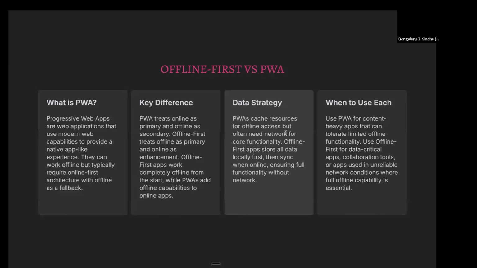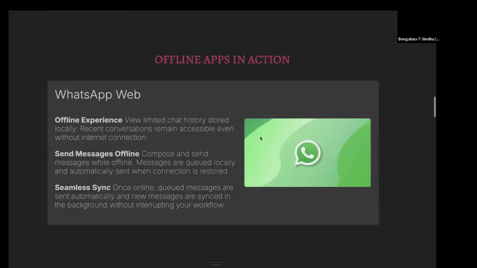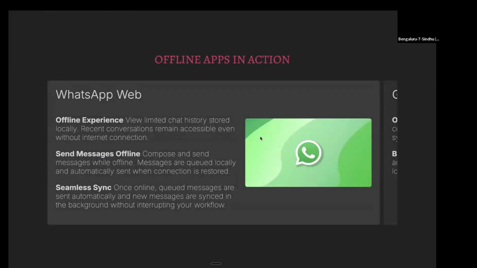But let's say you are using Google Docs in offline mode. It can still work offline. You can make edits, you can make all the changes, but when there is internet, you can sync it. So this is how you can differentiate where you want to build a proper PWA and where you want to build just an offline first application. And yeah, a few examples to just refresh your memory.